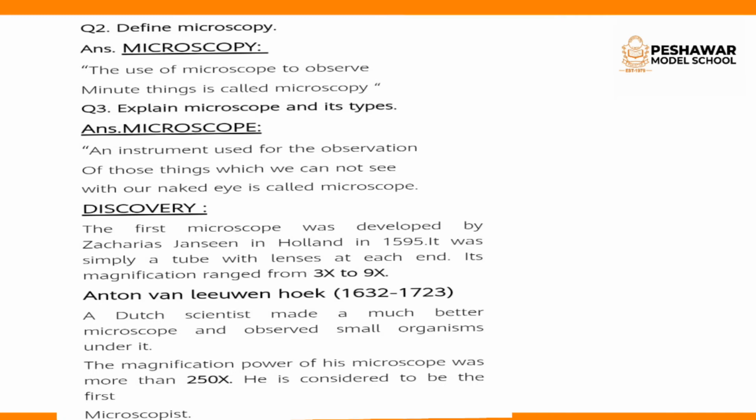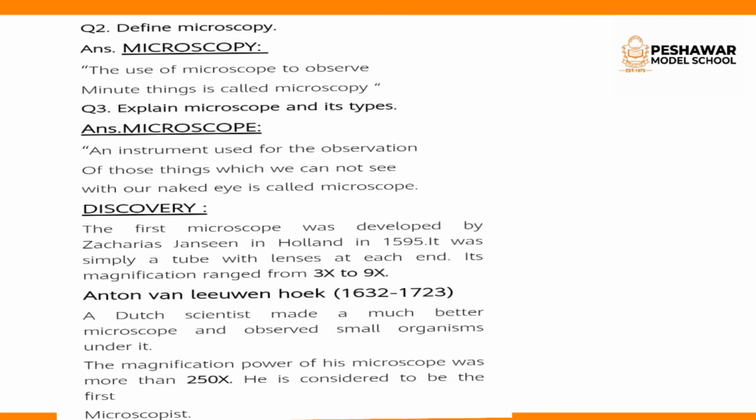Okay, the next topic is the microscope. Definitely, when we study cells and tissues, we use an instrument to study them. So, for the easy study of cells and tissues, an instrument is used by scientists which is known as the microscope. Clear? First of all, what is microscopy? The use of a microscope to observe minute things is called microscopy.